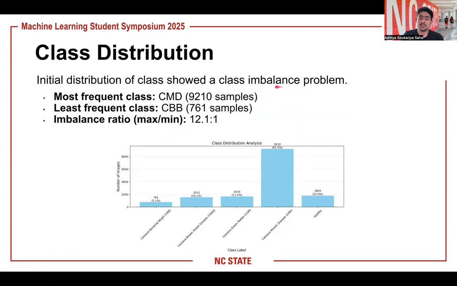We can see that there's a class imbalance problem from the pictorial representation over here, with the most frequent class being the CMD and the least frequent class being the CBB, and there's an imbalance ratio of 12.1:1, which has been mitigated by the different data augmentation techniques that we have used.